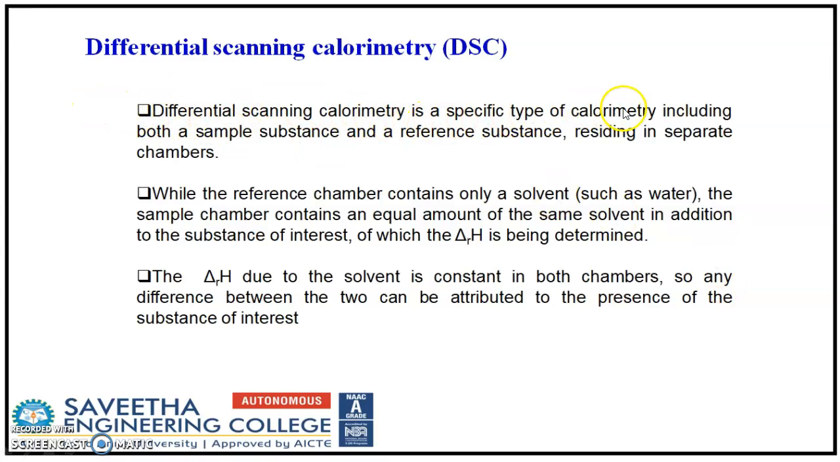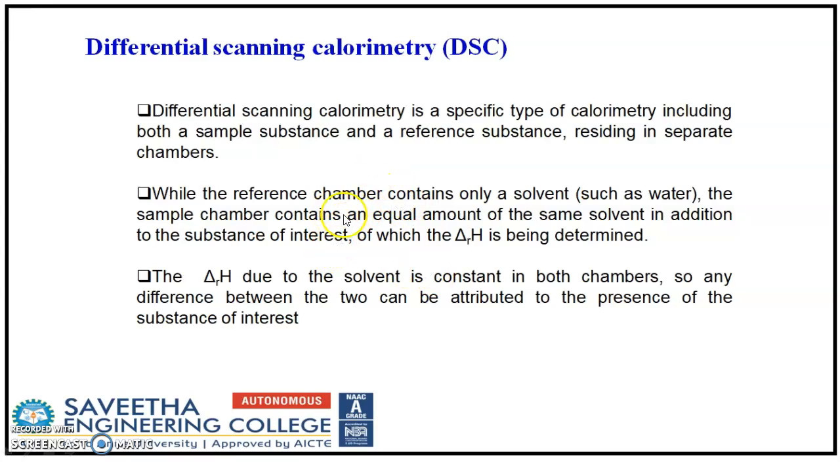Differential scanning calorimetry is a specific type of calorimetry, and it includes both the sample substance and reference substance residing in separate chambers. So in the sample chambers, they are having two sample columns. One is for the sample and the other one is for the reference. The reference chamber contains only a solvent such as water, etc. The sample chamber contains an equal amount of the same solvent in addition to the substance of interest, of which delta H is being determined. So what they are doing is, they are dissolving a substance in a solvent, and the same solvent they have kept in the reference column.